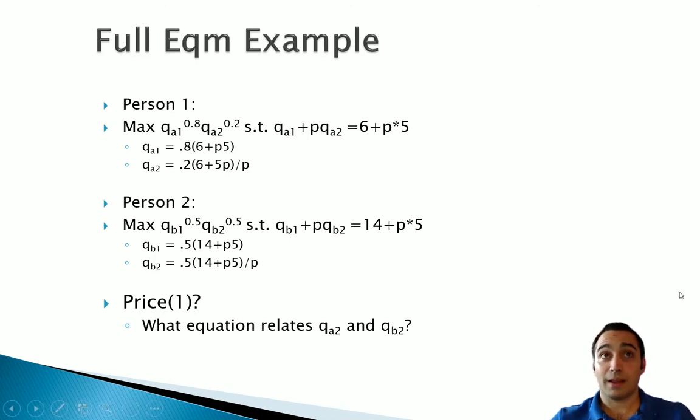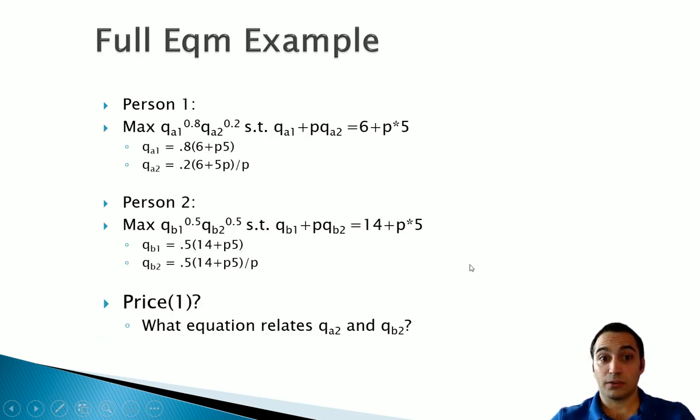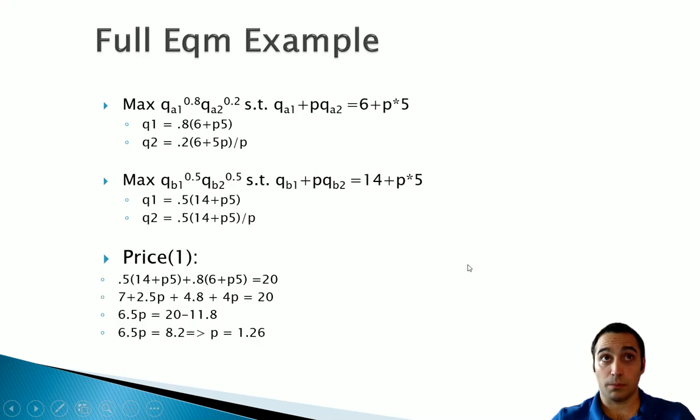Well, here we can lean on the fact that the island has a fixed quantity of goods. We know that the island only has so many units of good 1 and good 2. So we know that the total value of good 1, i.e. 0.86 plus 5p, plus good 1 for the other player, half of 14 plus 5p, that must in total equal 20. Why? Because they only have 20 units of good 1. If you do this, you'll find that p equals 1.26.